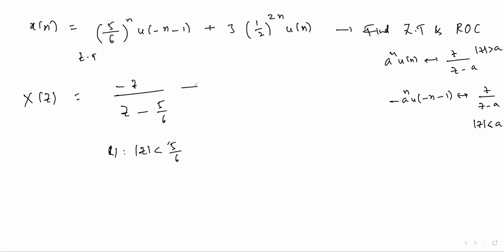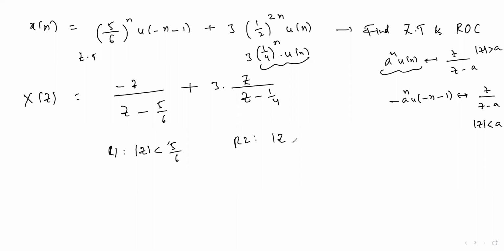Next, the second one. Here this is nothing but 1 by 4 whole to the power of n into u of n. And the Z transform of this one is 3 into z by z minus 1 by 4. The second ROC is mod z, and the signal is a right side signal, so the greater than symbol, with value 1 by 4. So mod z greater than 1 by 4 and it is less than 5 by 6.